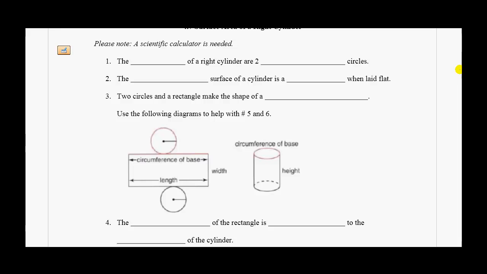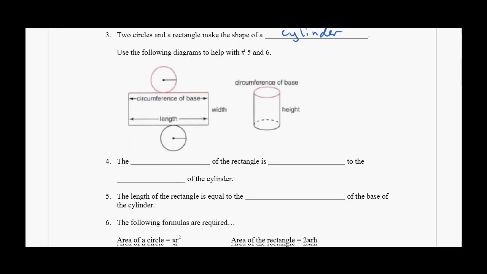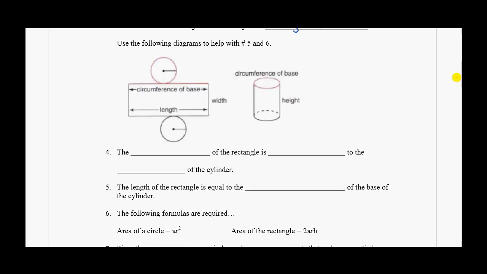Just a reminder that the bases of a right cylinder are two congruent circles. The curved surface of a cylinder is a rectangle when laid flat. Two circles and a rectangle make the shape of a cylinder. Use the following diagrams to help with numbers 4 and 5.